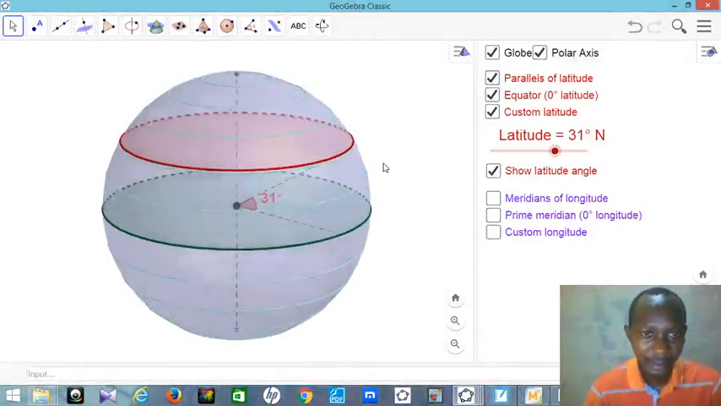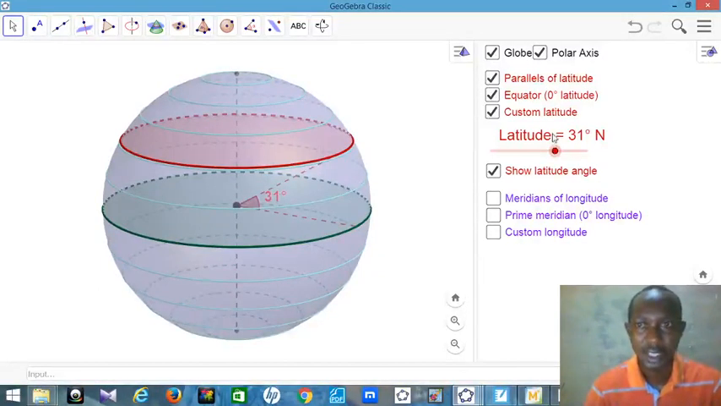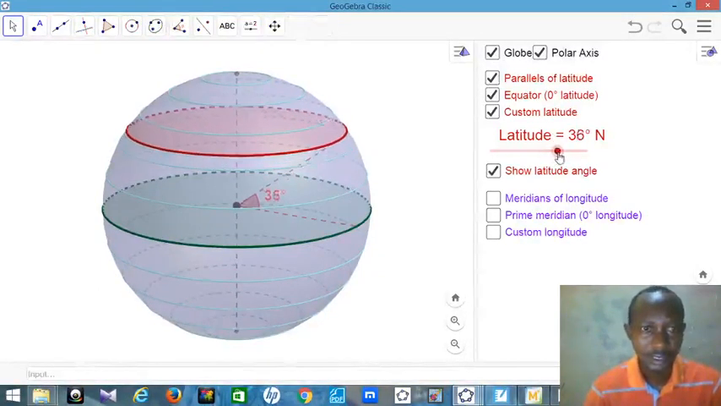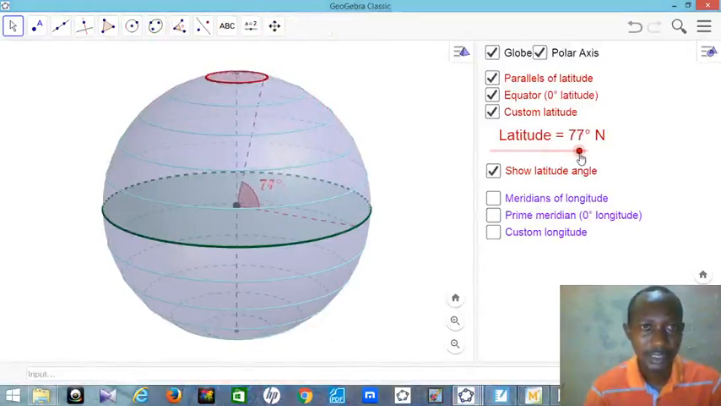You can see the angle is rising. Then the equator still remains 0 degrees. It's our reference. Then every other latitude keeps rising till you get to the highest, which is 90 degrees. You can see it very well till you get to the tip, 90 degrees.